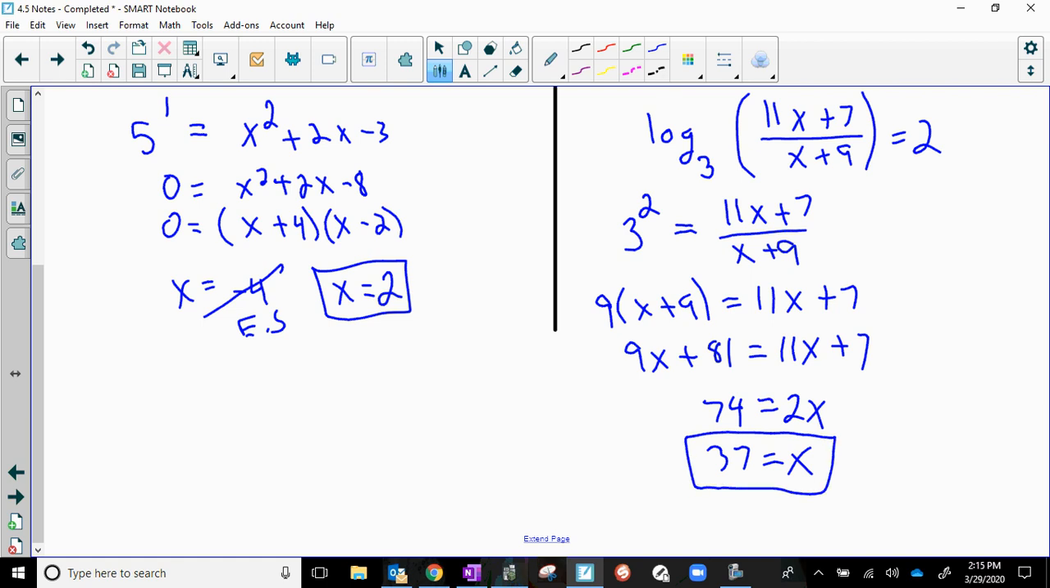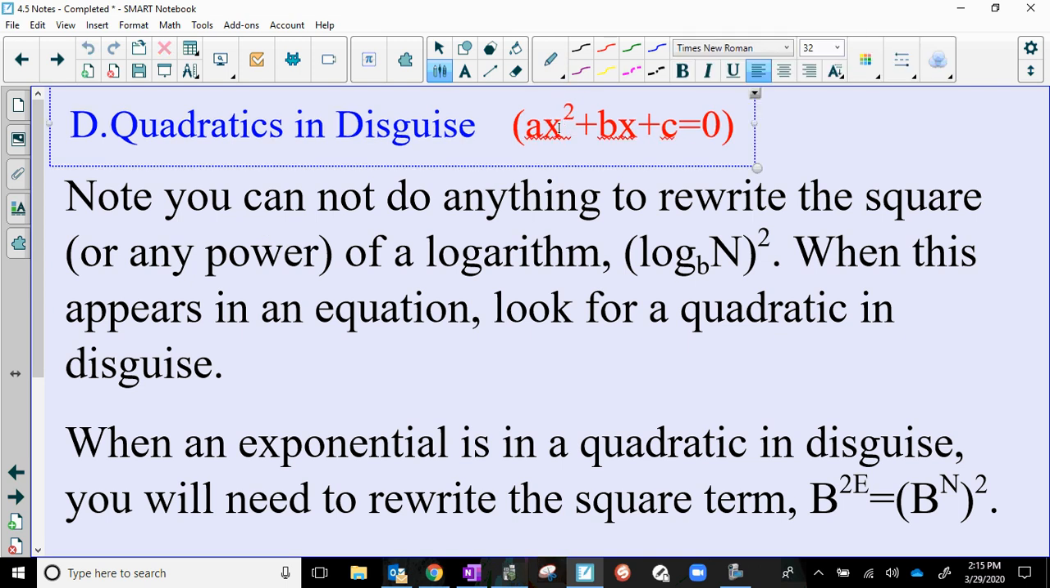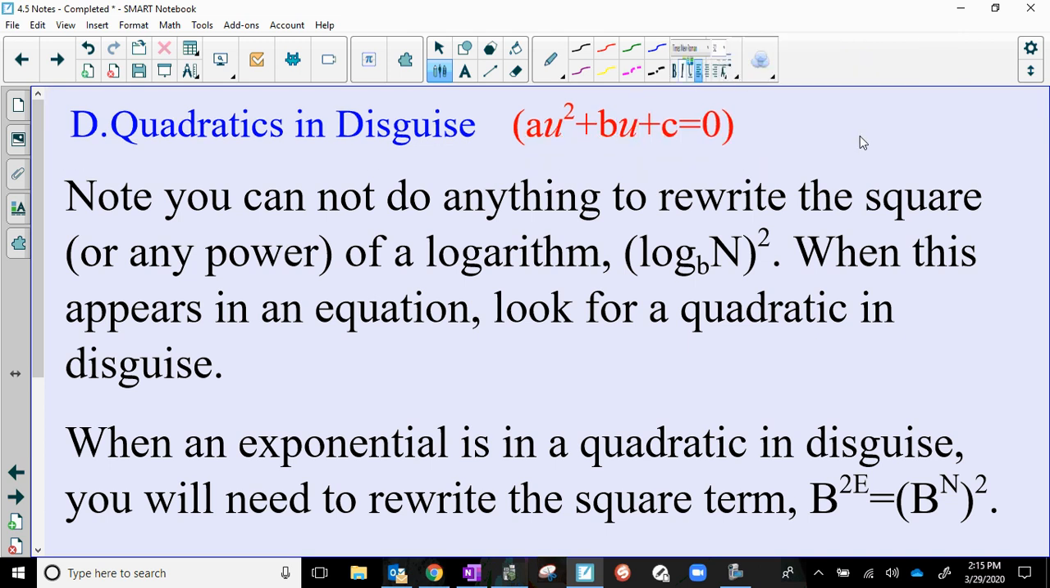Two more categories to go. The next one we're going to revisit, quadratics in disguise. I really should have a u here, and here. So when we see this, it looks kind of like a quadratic. Our base is probably going to be some type of logarithm or exponential.